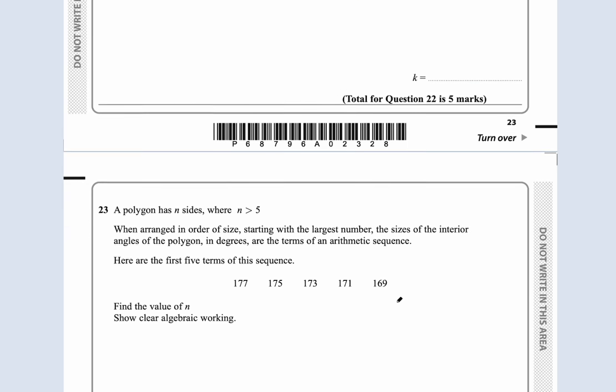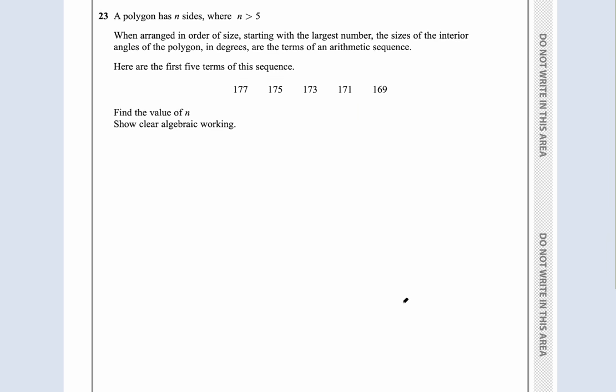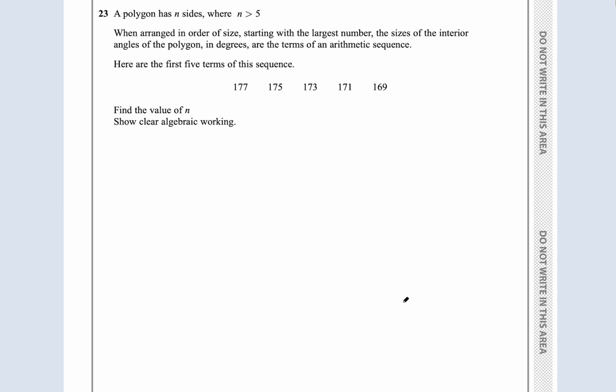Okay, question 23. A polygon has n sides, where n is greater than 5, so it's bigger than a pentagon. When arranged in order of size, starting with the largest number, the sizes of the interior angles of the polygon in degrees are in terms of an arithmetic sequence. Here are the first 5 terms of this sequence. Find the value of n. Show clear algebraic working. Okay, tricky question, guys.